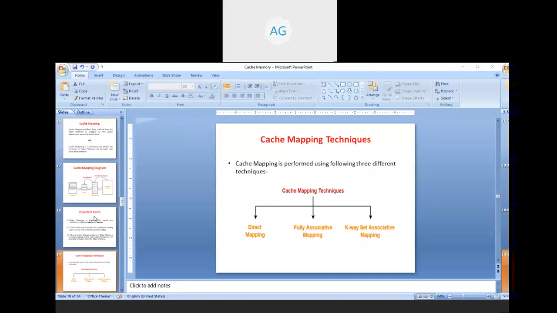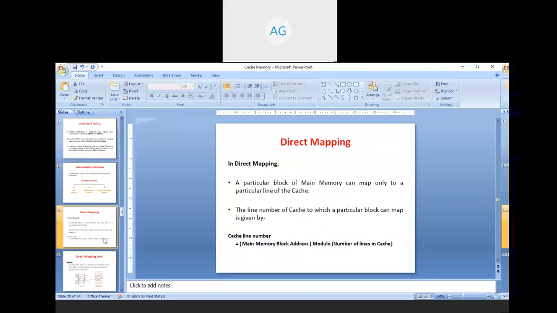The cache mapping techniques are basically of three types, and all three types are important. The first is direct mapping, the second is fully associative mapping, and the third is k-way set associative mapping. Let us discuss each of these cache mapping techniques one by one. So moving to the next slide.